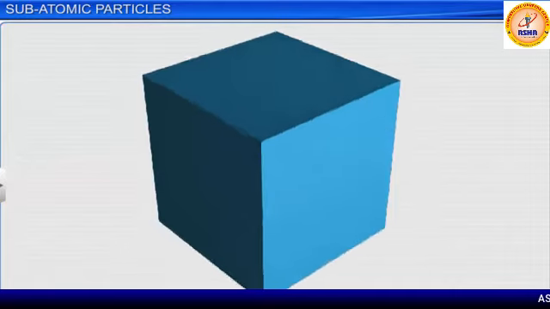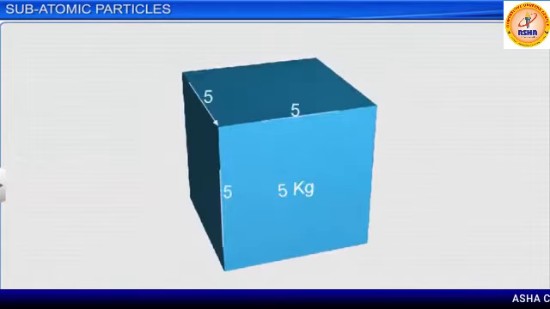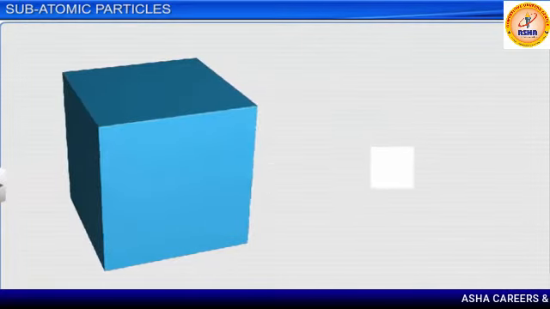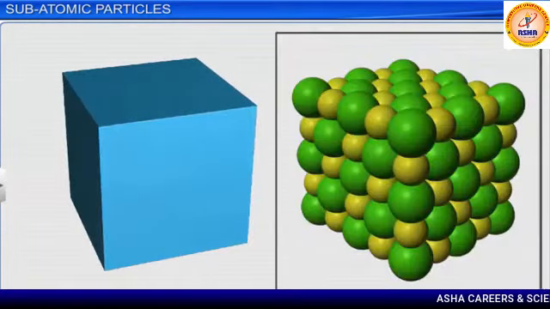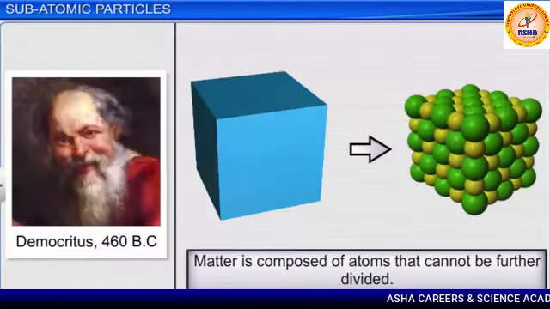Any substance that has mass and occupies space is called matter. It is made up of small particles called atoms that cannot be further divided. This idea was first proposed by the Greek philosopher Democritus back in 460 BC.